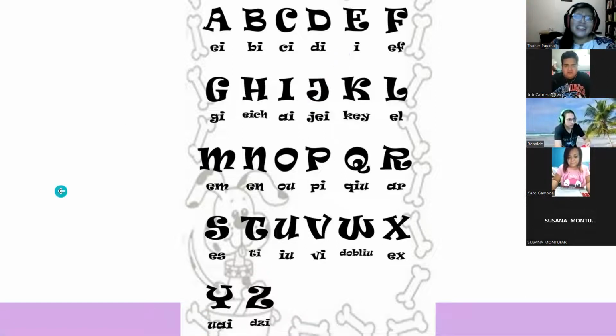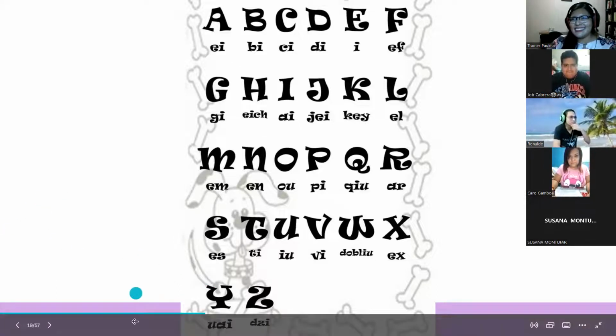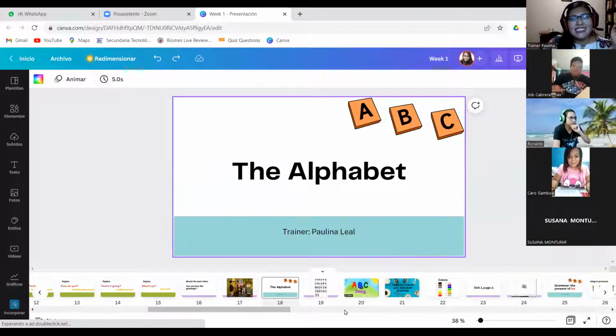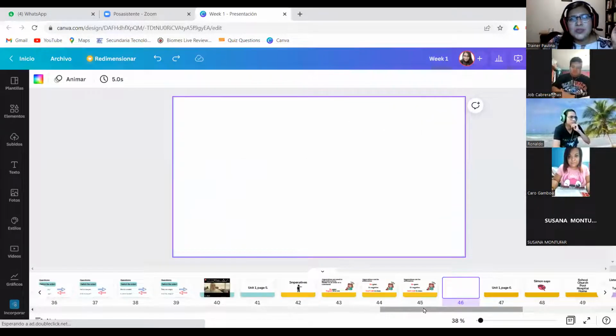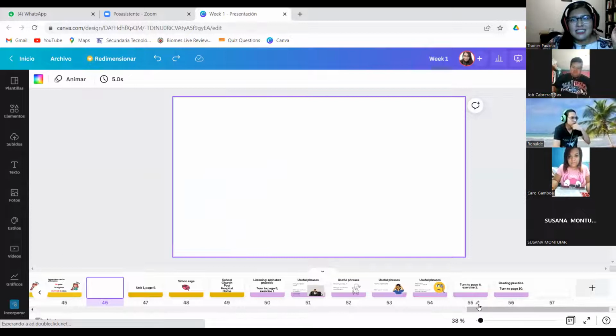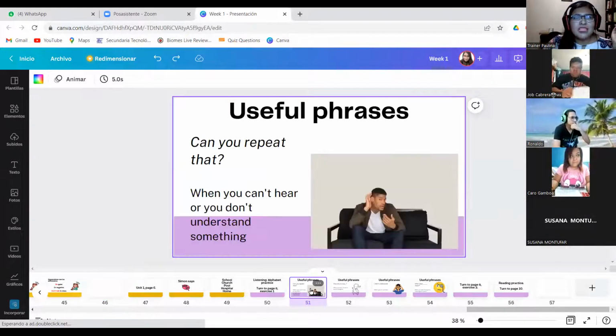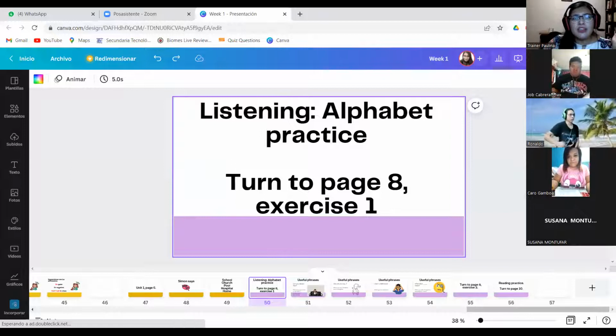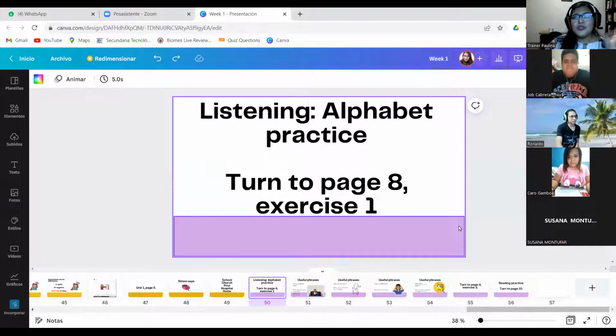Very good. How do you feel? Are you masters of the alphabet? Yes. Okay, I believe you. So let's go ahead and practice our listening. Now, here is what the exercise is. Essentially, they're going to start spelling some names. And what we have to do is listen very carefully to the letters and figure out what the name is.